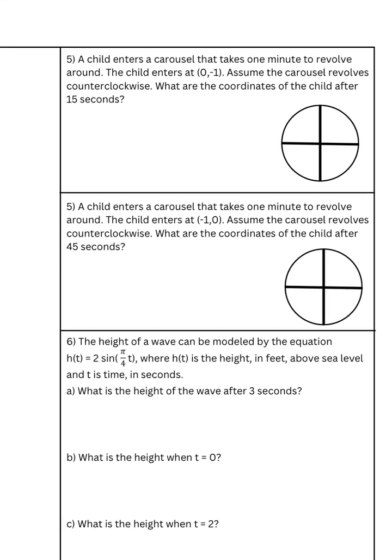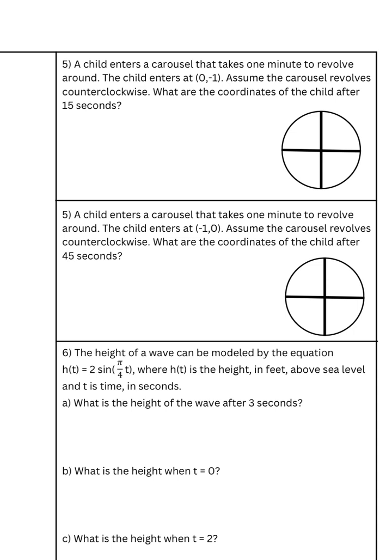A child enters a carousel that takes 1 minute to revolve around. So if it takes 1 minute to go all the way around, that means that for every 15 seconds, it goes a quarter, right? So 1 minute divided by 4 is 15 seconds, because it's 60 seconds. Imagine a watch. So this is 15 seconds, 15 seconds, 15 seconds. So every 15 seconds, it goes a quarter of the way around.